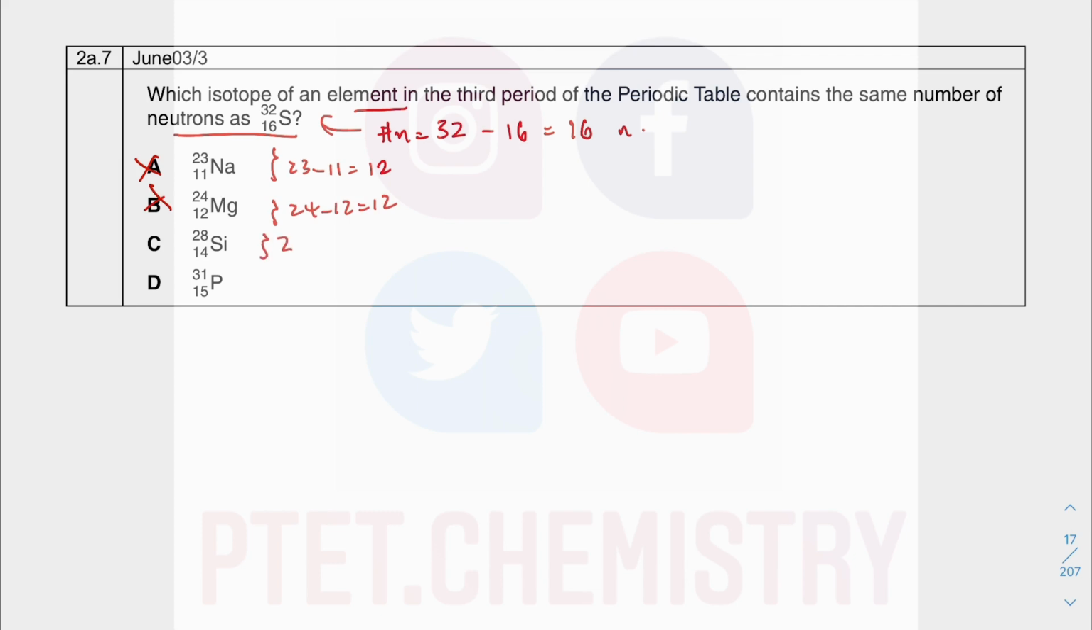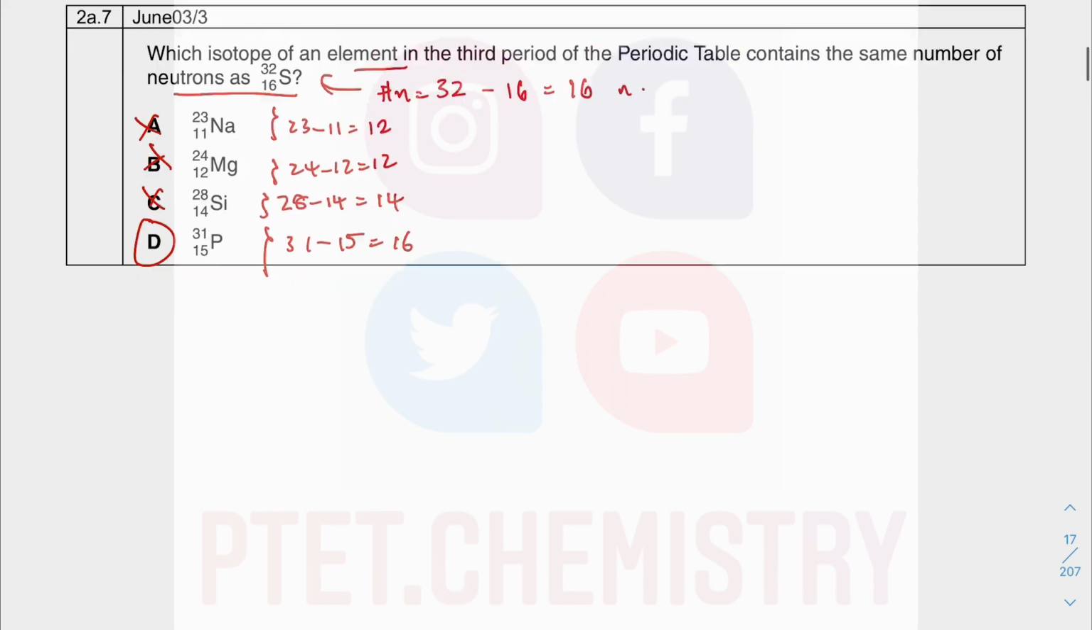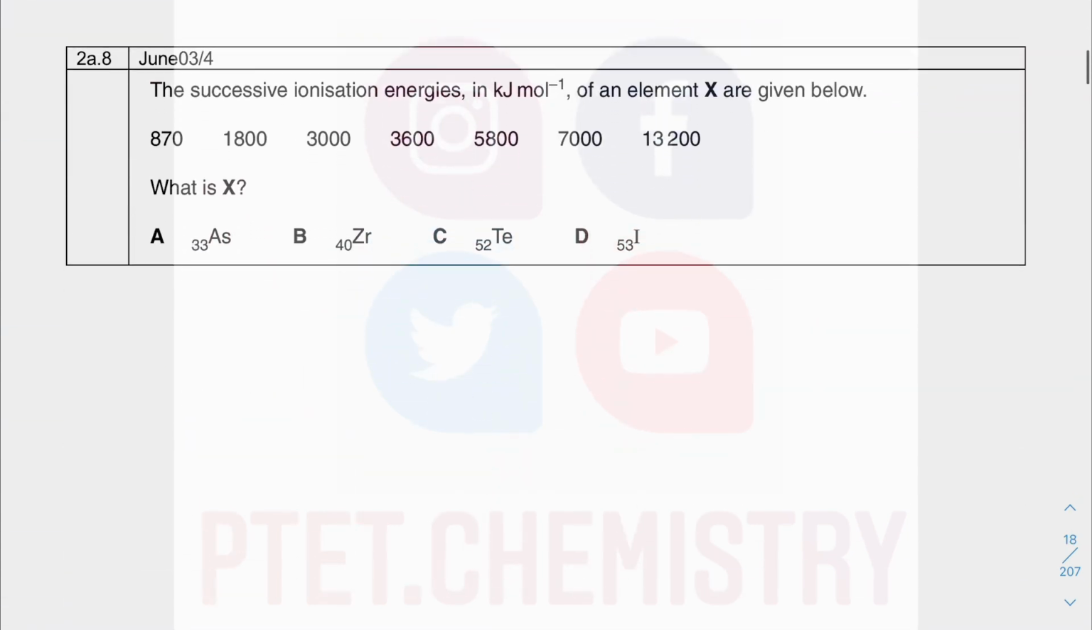I mean, we work out the number of neutrons, which are not the same as the number of neutrons for this sulfur 32. Okay, so 31 minus 15, I can tell because the other three are wrong. There is only one correct option there. So very quickly, just calculate the number of neutrons there.